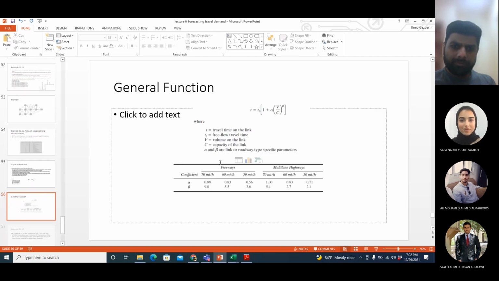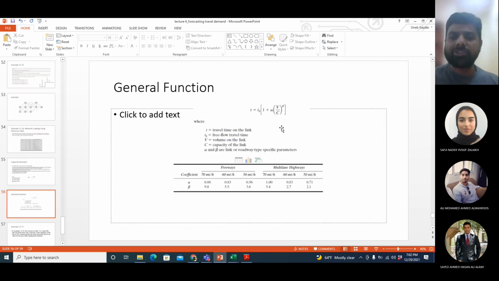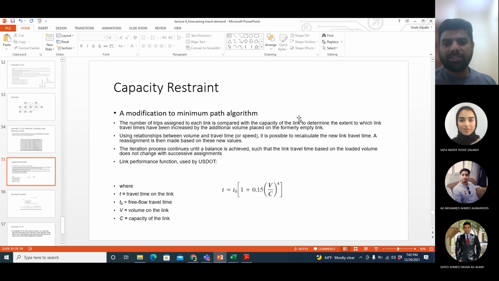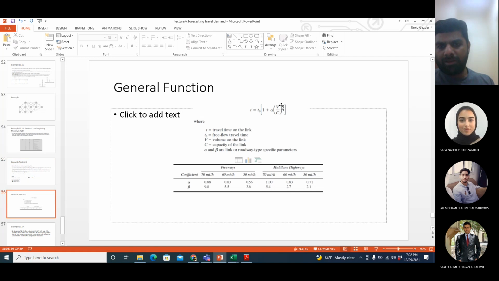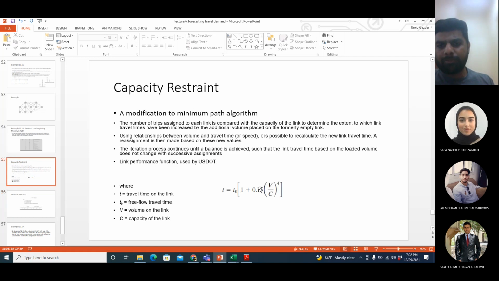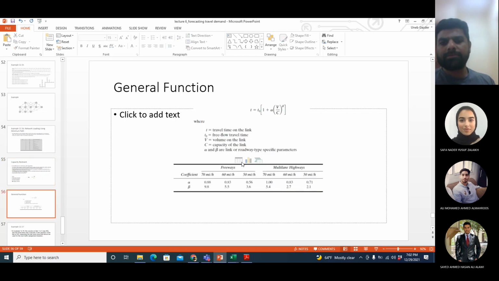This equation is given by the US Department of Transportation, US DOT. This is the general function. In this equation, they have already fixed the value of the power as 4, that the power of the V over C ratio should be 4. But in the general function, the power can be any value. And they are multiplying here by 0.15. US DOT, according to their conditions, have fixed the value of alpha and beta. Alpha is the term which I'm multiplying, and beta is the power. So they have fixed it, but the general function is this one.